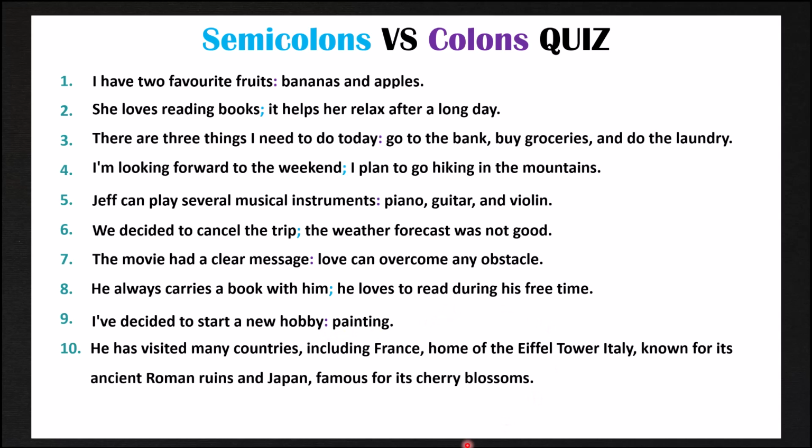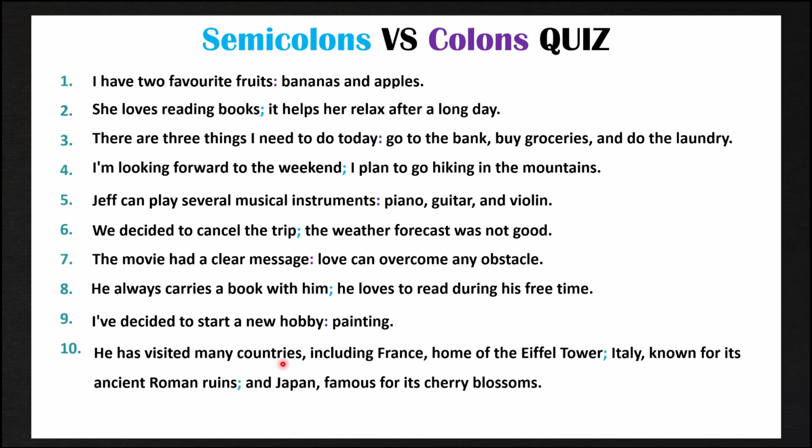And finally, number 10, we have a complex list that contains commas already, so we need to use semicolons to make this easier to read. He has visited many countries, including France, home of the Eiffel Tower; Italy, known for its ancient ruins; and Japan, famous for its cherry blossoms. These semicolons make it obvious we have 3 different places that we are talking about.